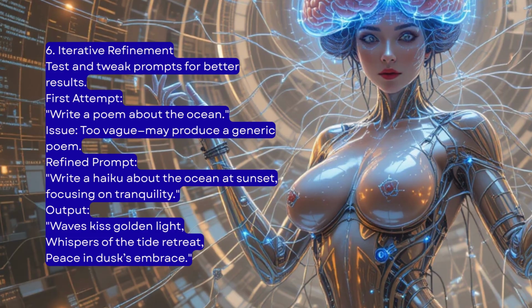6. Iterative refinement. Test and tweak prompts for better results. First attempt: Write a poem about the ocean. Issue: Too vague. May produce a generic poem. Refined prompt: Write a haiku about the ocean at sunset, focusing on tranquility. Output: Waves kiss golden light. Whispers of the tide retreat. Peace in dusk's embrace.